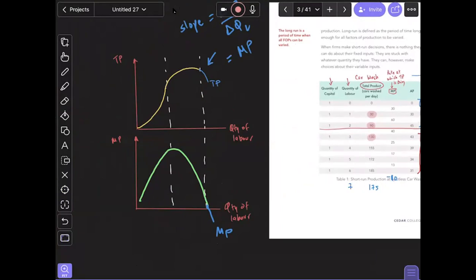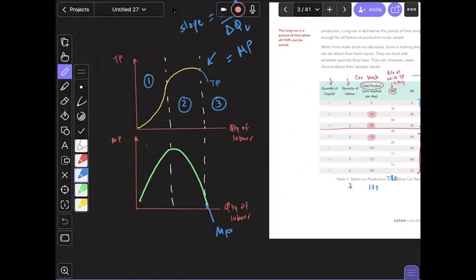So now let's call this zone 1, let's call this zone 2, and let's call this zone 3, and let's look into why these things are happening. Why is TP first rising at a faster rate? Why is TP rising at a slower rate later? And why is TP falling? These three things are what we want to look into.